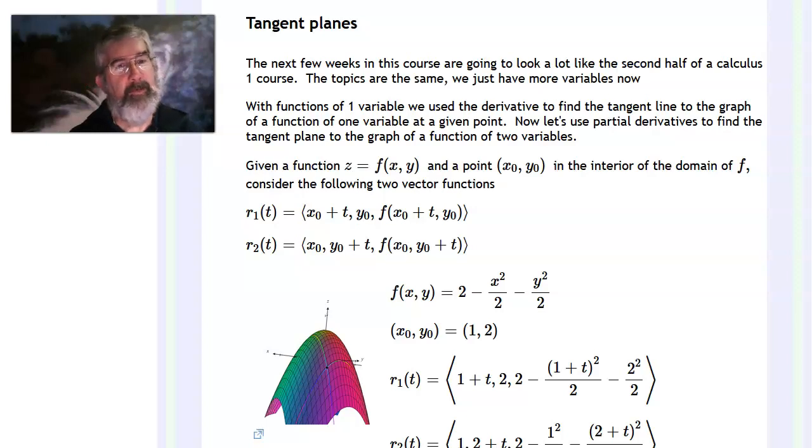Well, let's go. Remember back in Calc 1 when we used the derivative of a function to find a tangent line to the graph of that function at a particular point. We want to do the same thing now with functions of two variables, except that rather than a tangent line, we'll be coming up with a tangent plane.